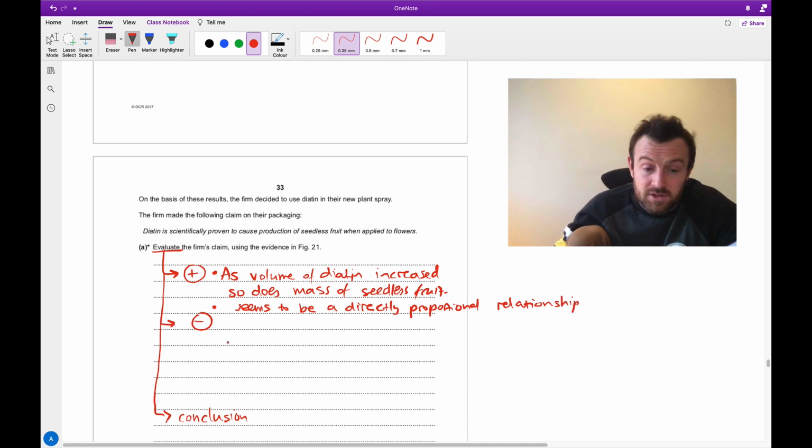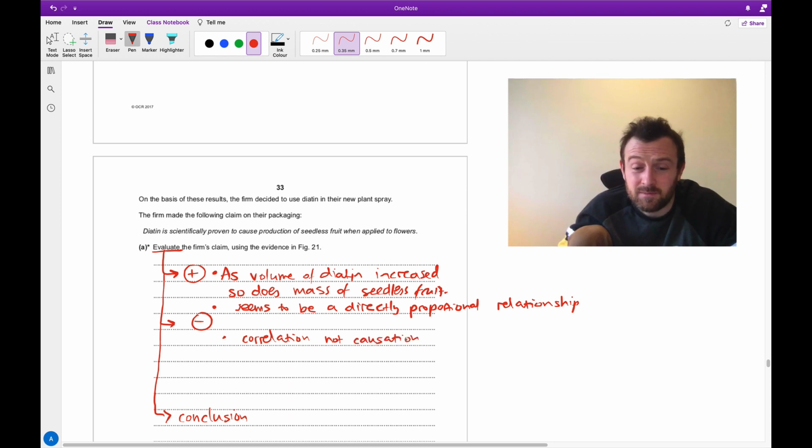All right, negatives, so many. First of all, correlation is not causation. It's worth saying, because you don't get marked negatively for this. So worth saying, correlation, not causation, because they said cause here. There may be other factors involved, maybe other causal factors.